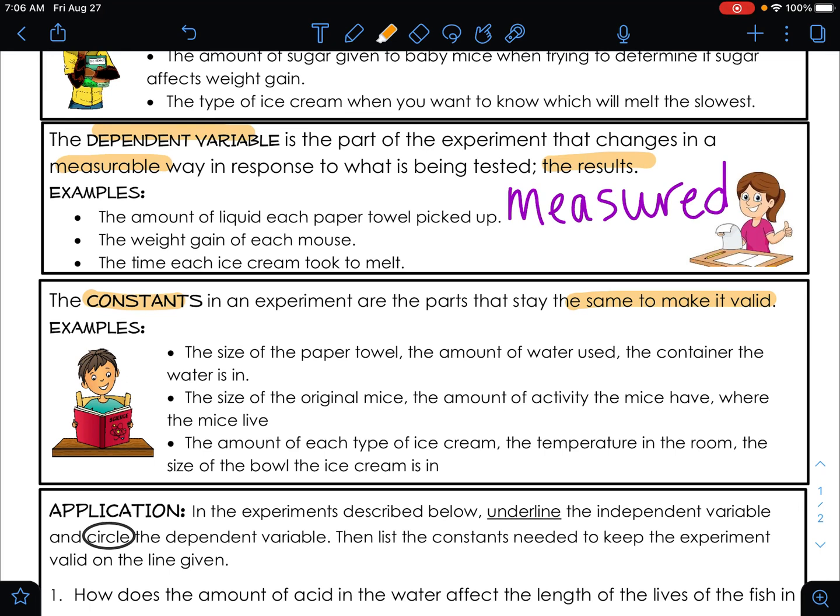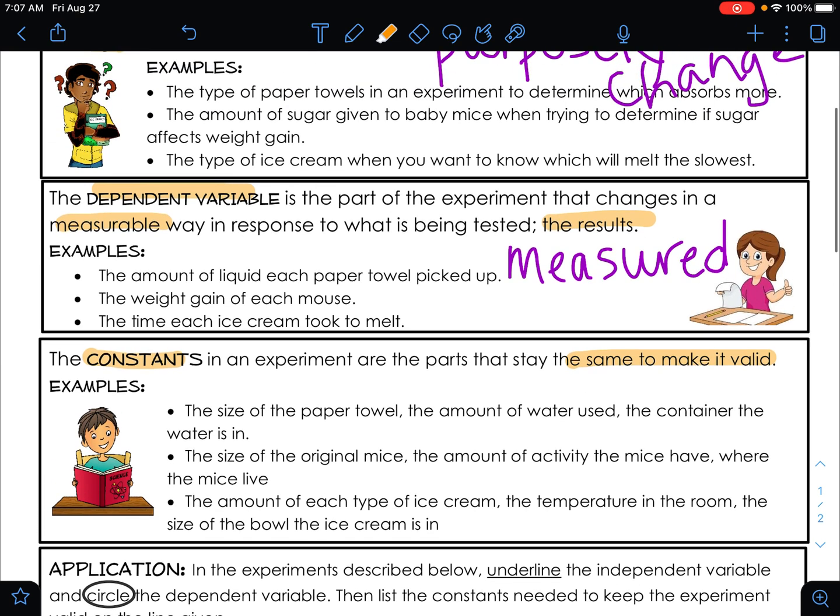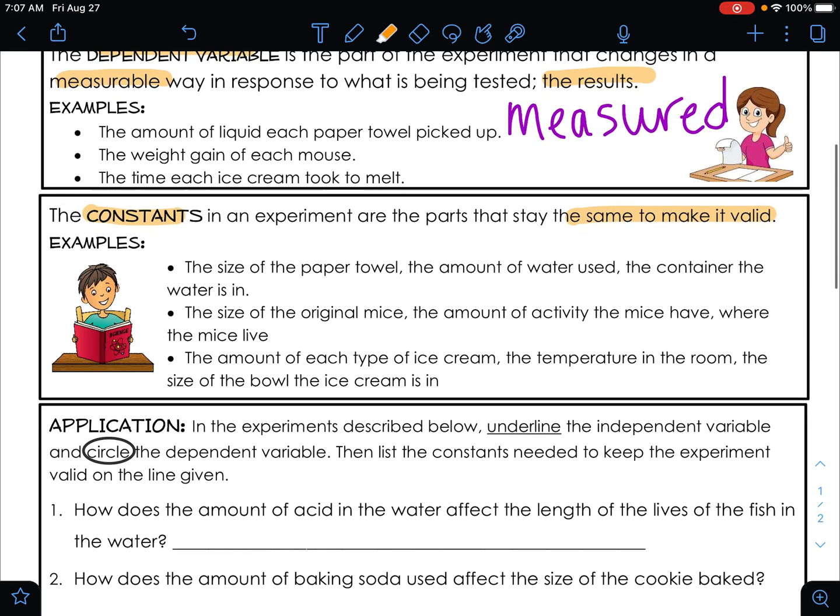So then with the ice cream, what has to stay the same is the amount of each type of ice cream. So is it one scoop? And even more specific, you would want to put that on a triple beam balance and figure out the mass. Make sure it's the same amount, has the same mass. The temperature in the room. Can't have one really, really cold and then one really hot, because of course the one that's really hot is going to melt a lot quicker. The size of the bowl that the ice cream is in. All of those things are going to affect how quickly or how slowly, in this case, the ice cream melts.